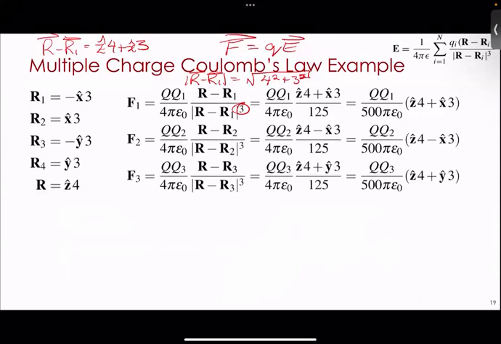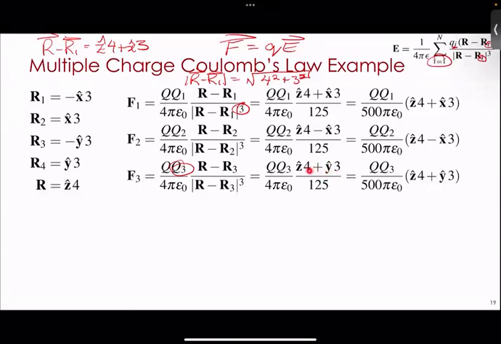So we're going through this, right? We're going i equals 1, i equals 2. Now we're at i equals 3. So we're using Q3, but all the Q's for this example are the same. They're all 10 microcoulombs. And we're using R minus R3. R, z hat 4, minus y hat 3, plus y hat 3.